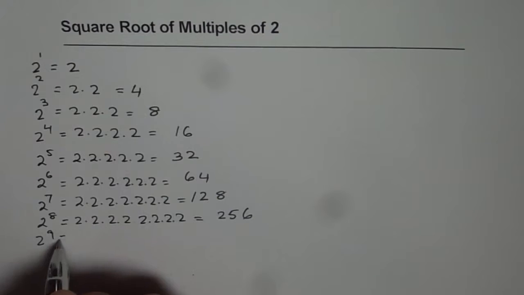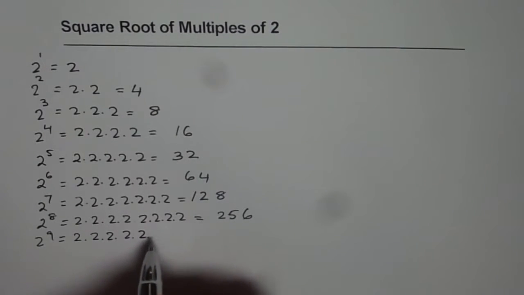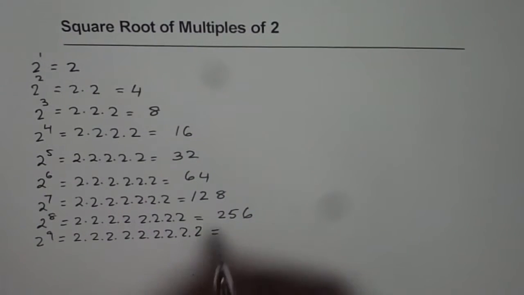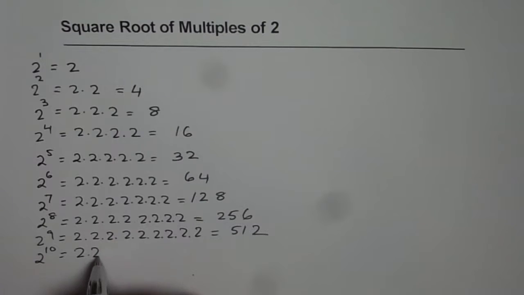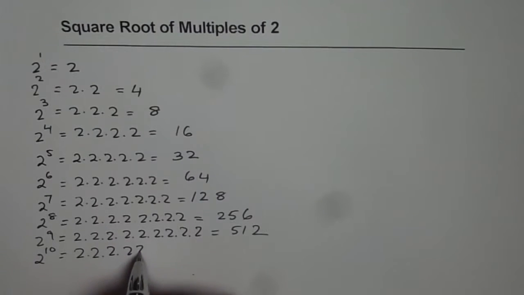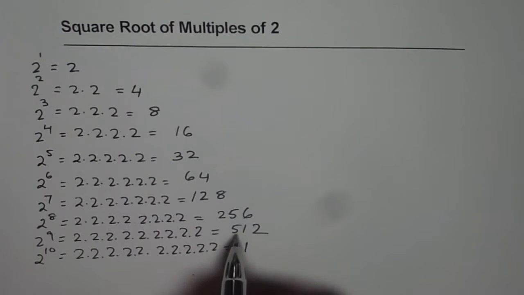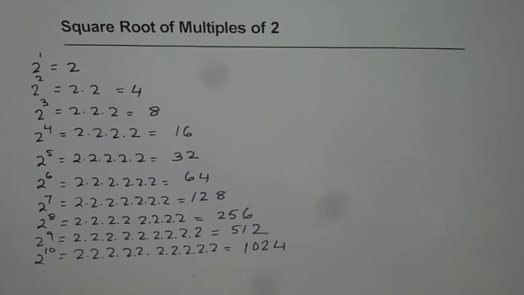2 to the power of 9 equals 9 2's, right? 5, 6, 7, 8, 9, and twice 256 is 512. And then this is the last one for me. 2 to the power of 10 will be 10 of these, right? So that makes it 5, and then we have 5 more, and the answer is 2 times 512, which is 1024. So these are your multiples of 2.